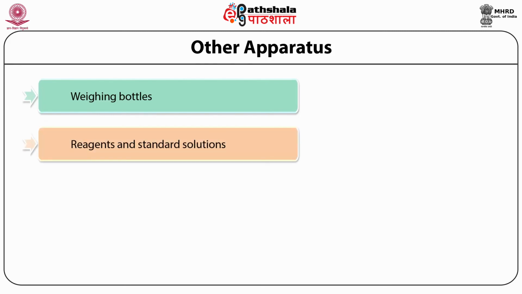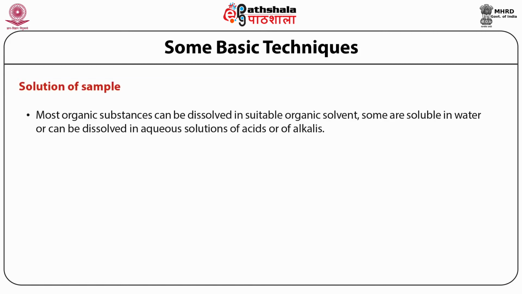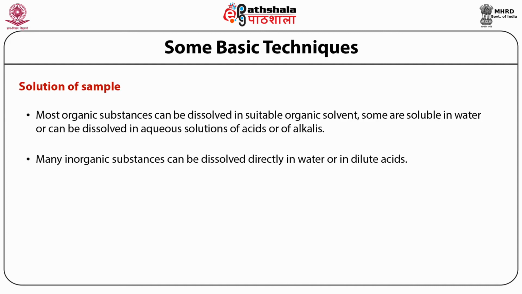which are used to keep the reagents, and some basic techniques which are used for the preparation of the substance for analysis involve how to dissolve the sample, how to measure the sample, and how to weigh the sample. Most organic substances for preparing the solution can be dissolved readily in a suitable organic solvent and some are directly soluble in water or can be dissolved in aqueous solution of acids or of alkalis. Many inorganic substances can be dissolved directly in water or in dilute acids.